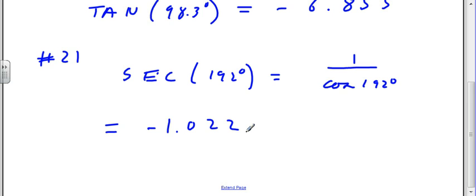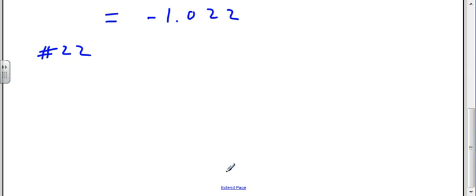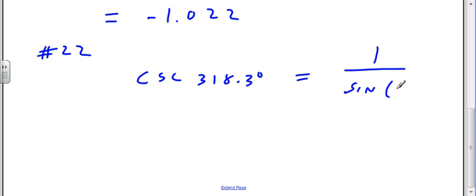Okay, we'll do number 22, and we want the cosecant of 318.3 degrees, and we know that that's 1 over the sine of 318.3 degrees, so we're just going 1 divided by sine 318.3, close parentheses, boom, minus 1.503 to four significant digits.